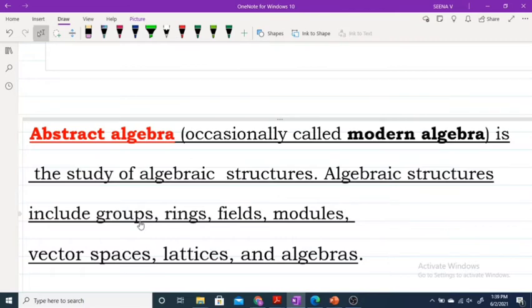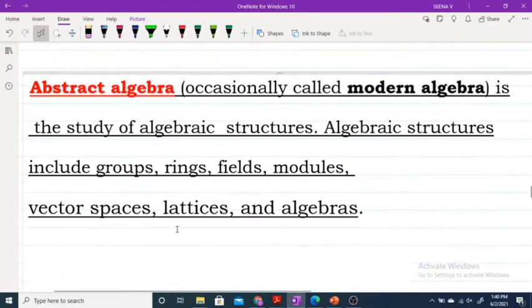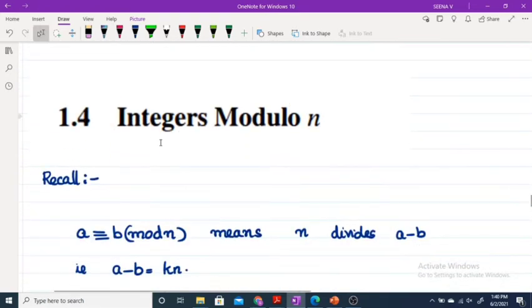Also, you know what you mean by a ring. Okay, that's not the ring that we wear on our finger. And this is also an algebraic structure, and we will discuss it in detail in module 3 and module 4. Okay, now let's move to our module 2. So we are starting our module 2. So module 2, the first section is integer modulo n.